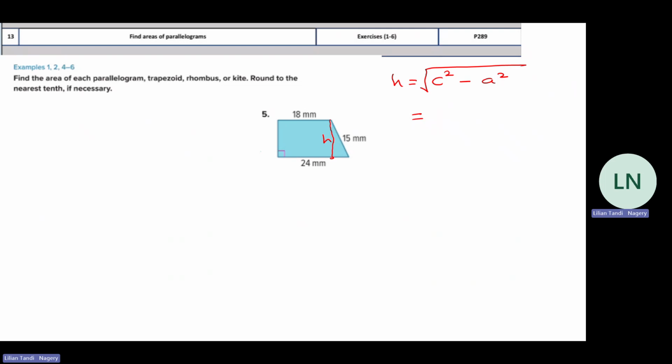Now, to find the distance from here to here, I will remove 18 from 24. So 24 minus 18, that should give me 6. This will be 6. This will be my A. This is my C. So I have 15 squared minus 6 squared. And then that should be 225 minus 36.